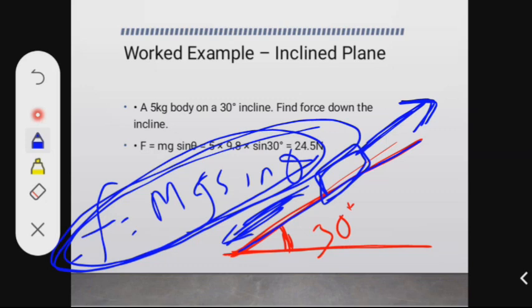So now if we found the force to move it down to be 24.5, the frictional force, which is the opposing force acting upward, would then be minus 24.5, because for every force acting on an object, there is an equal and opposite force. For every forward force, there's an equal backward force. I don't know whether it's clear.